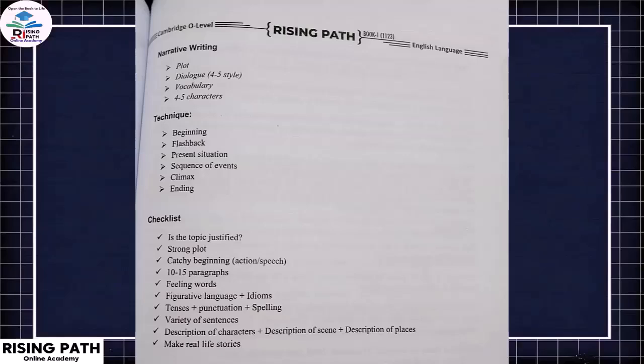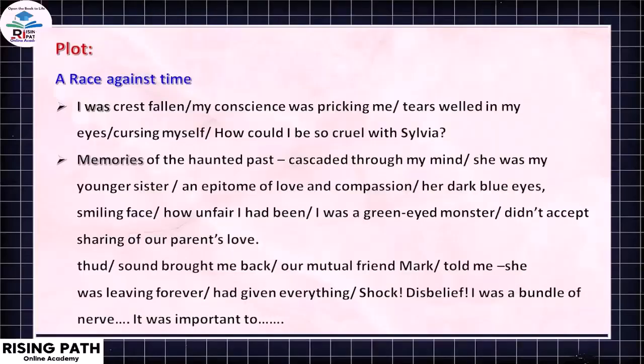When you write the narrative, you must have the plot, dialogue, vocabulary, 4 to 5 characters, beginning, flashback, present situation, sequence of events, climax, and ending. This is the plot according to this technique. The beginning, "I was crestfallen": you write the plot in phrases, and of course feeling words and phrases would be there, and a description of the scene. And then the memories of the past, that is when you go to the flashback.